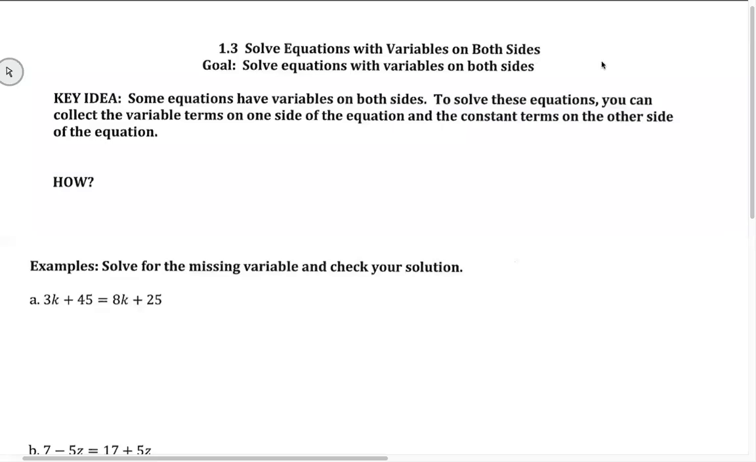All right, 1-3, solving equations with variables on both sides. This is actually a big part of algebra, is you're going to have variables on either side of the equation, and that is no bueno for solving it. It's not good in solving an equation. So what we need to do is get all of the variables to one side.